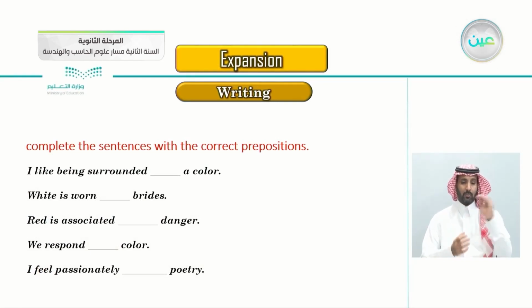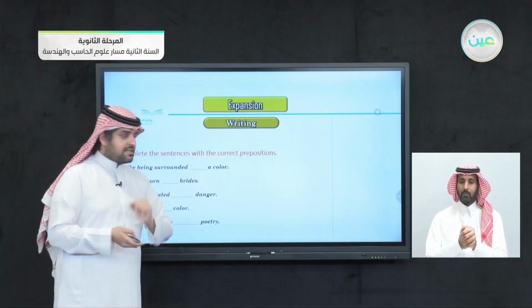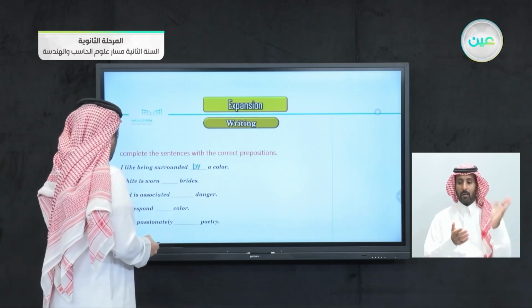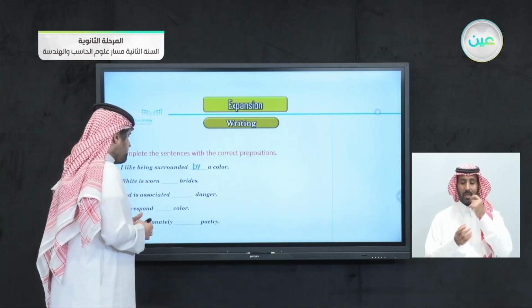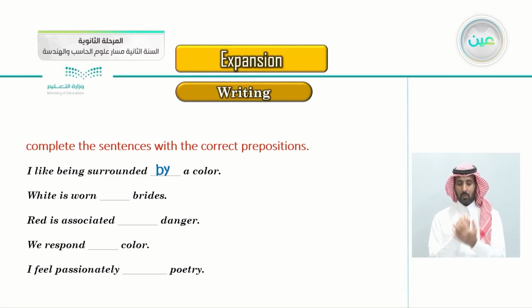So here's a little exercise about the prepositions. Complete the sentences with the correct preposition. I like being surrounded by a color. So do we put by, in, on, at? Yes, very good. By. White is worn by brides. So which preposition here? Yes, very good. Also by. White is worn by brides.